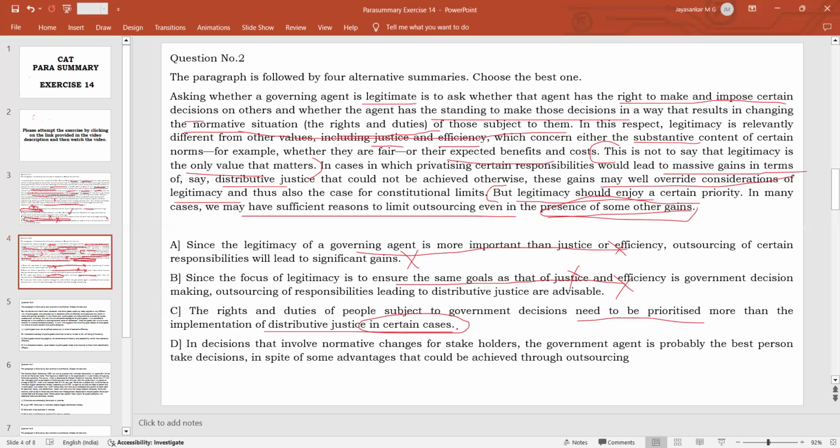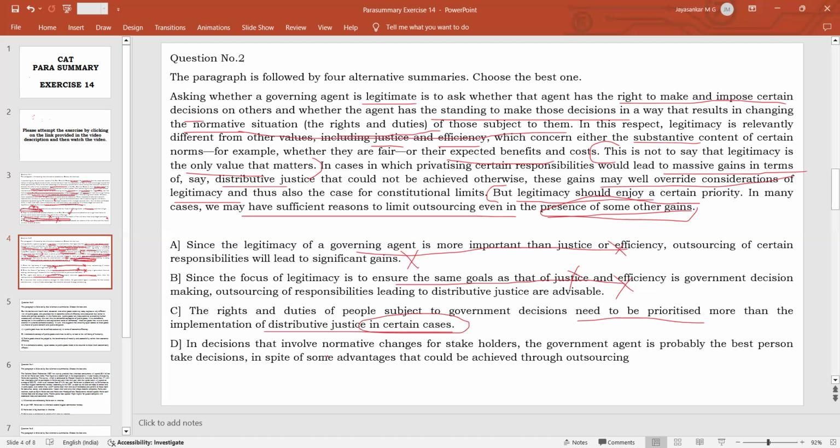So the cases are not specifically mentioned. This is not a very good answer, but keep it in your mind. In the absence of any other good answers, maybe we can go for this. Option D: in decisions that involve normative changes for stakeholders. What are normative changes? The rights and duties.